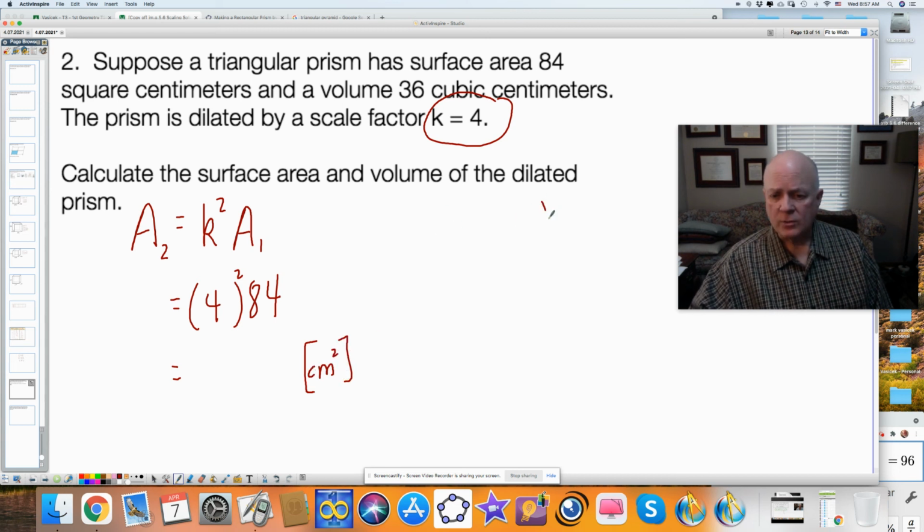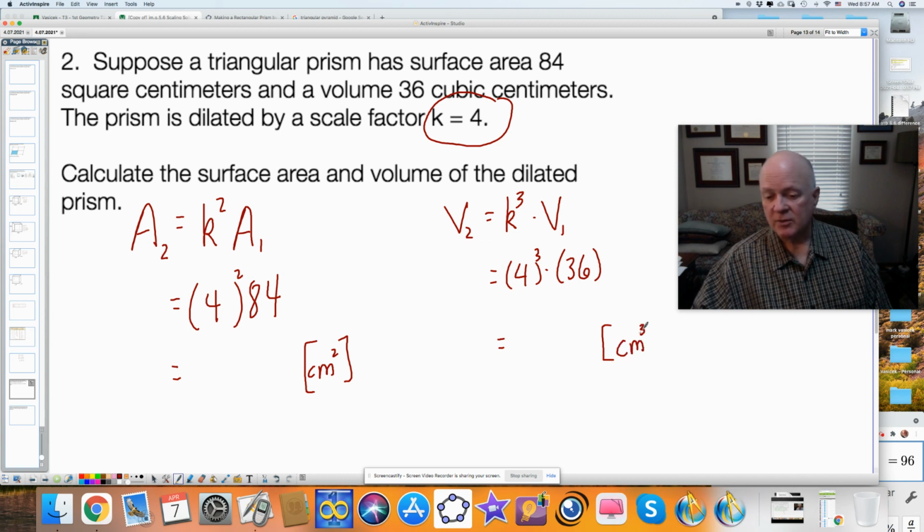When we do volume, the volume is proportional to k cubed. So if I have a starting volume, I can multiply it by k cubed, and I get 4 cubed times the volume, which is 36. This is equal to a number with units of centimeters cubed. Now, I'm not going to multiply it out. You can multiply it out, but I'm just showing you how you would set it up. This works, and this is pretty cool.